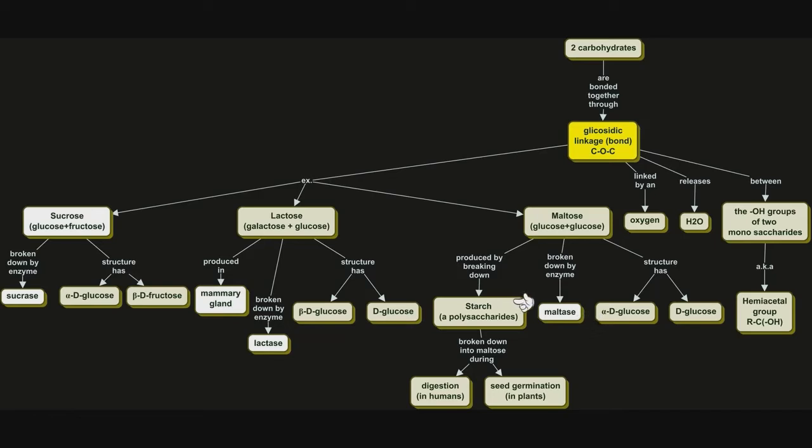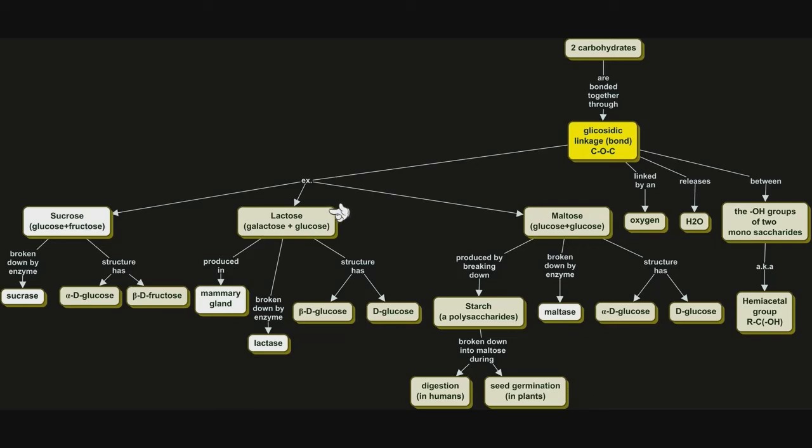Maltose, by the way, is produced when we break down starch. Starch is a type of polysaccharide. In humans, we can break down starch through digestion. In plants, we can break down starch through seed germination.